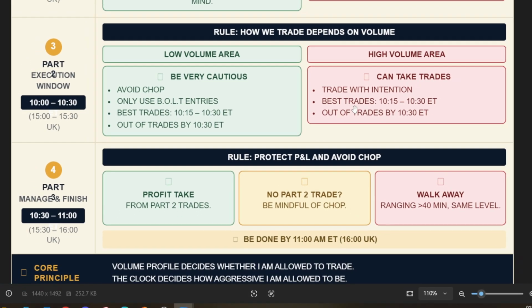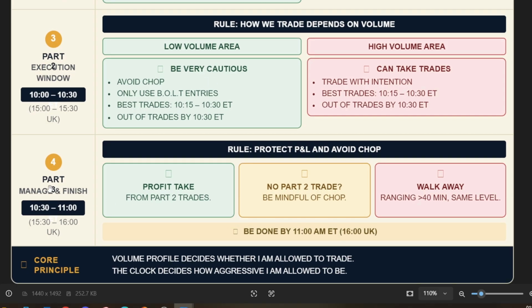Perfect. Now, following our rules, that trade came at 22 past. We can take trades. So we're in the area of low volume. We used a Bolt entry. Best trades are between 10:15 and 10:30. That trade was at 10:22. So perfect. When we say out of trades by 10:30, we want to be managing them. So if at 10:30 we're still stuck at our entry, or we've had barely any moves by 10:30, it's probably best if you exit. Yes, I agree. Perfect.